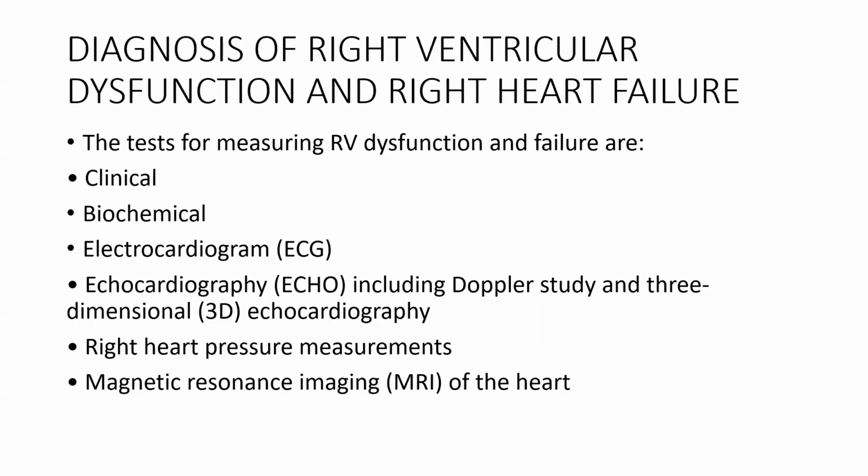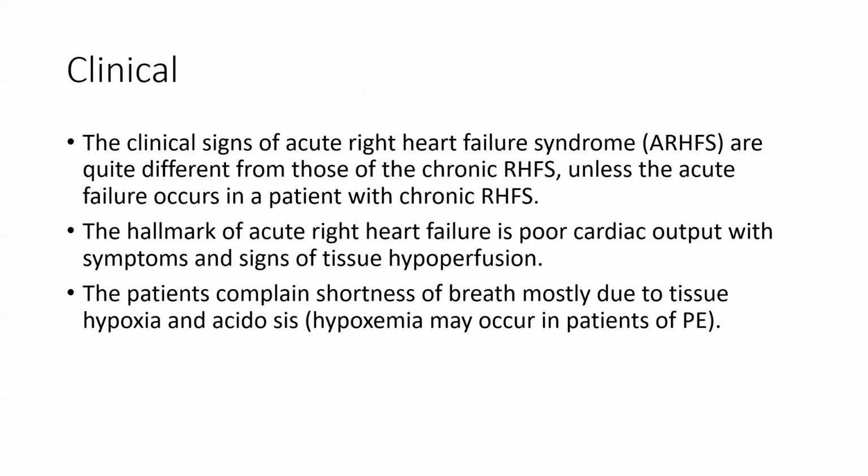Now about diagnosis of right ventricular dysfunction and right ventricular failure. The tests for measuring right ventricular dysfunction and failure are clinical, biochemical, ECG, echocardiography, right heart pressure measurement, and MRI of the heart. So about clinical signs: the clinical signs of acute right heart failure syndrome are quite different from those of chronic right heart failure syndrome, unless the acute failure occurs in a patient with chronic heart failure syndrome.